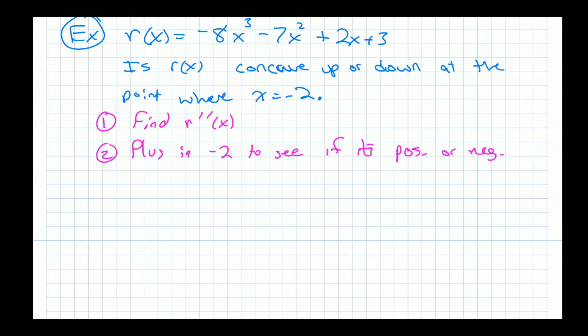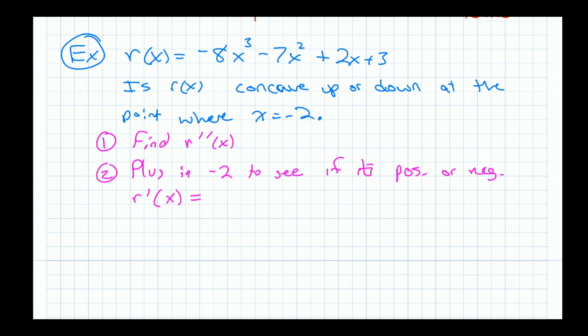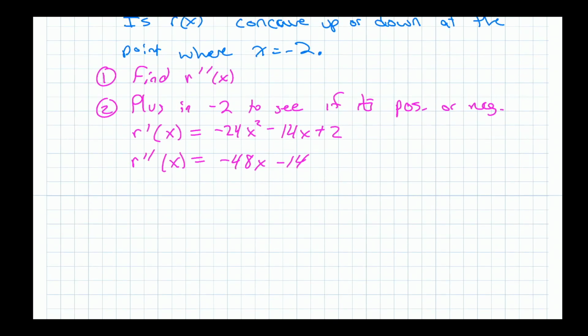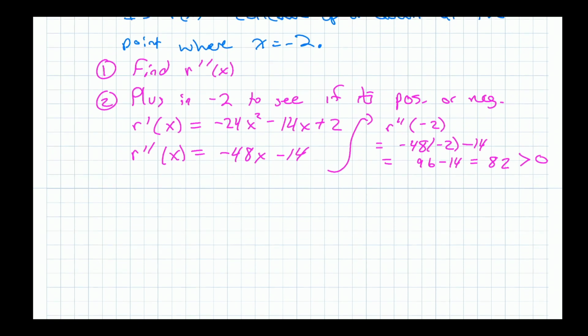Either or. All right, so let's find r prime. So the derivative is going to be -24x squared minus 14x plus 2. All right. Double prime, -48x minus 14. All right. R double prime of -2 is -48 times -2 minus 14. That is 96 minus 14. That is 82, which is positive. What's that mean? It means concave up.